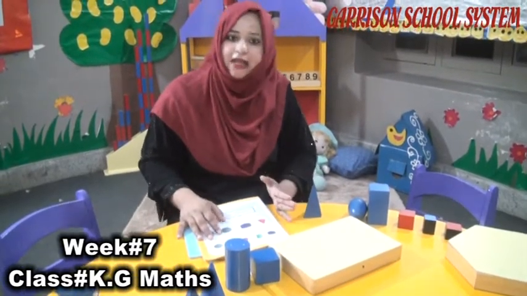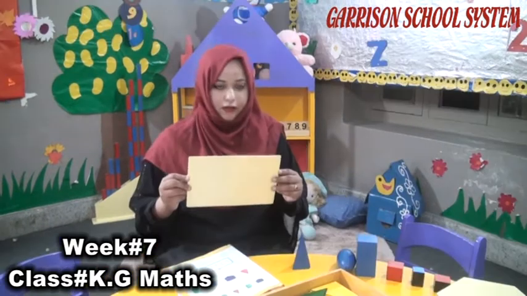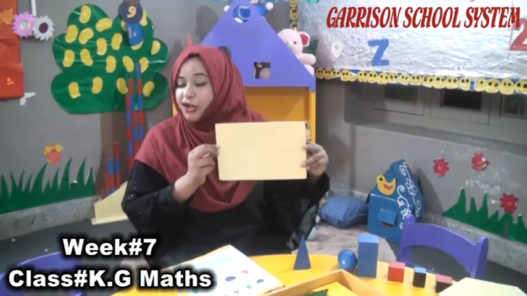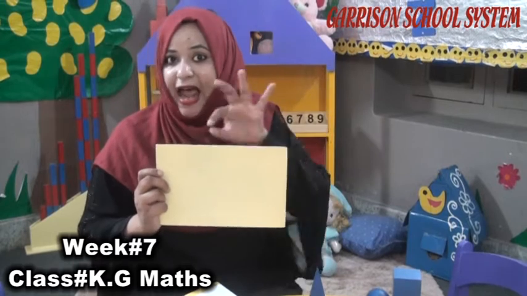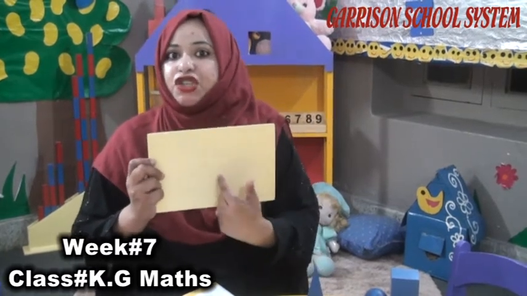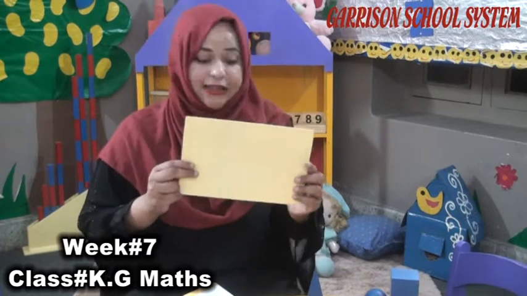Now I will tell you about the 2D shapes and 3D shapes. 2D shapes are different from 3D shapes. A 2D shape has 2 dimensions and a 3D shape has 3 dimensions. If this is a 2D shape, it is because we cannot put something in this shape. It has 2 dimensions.